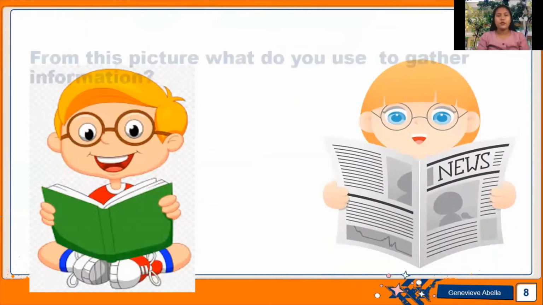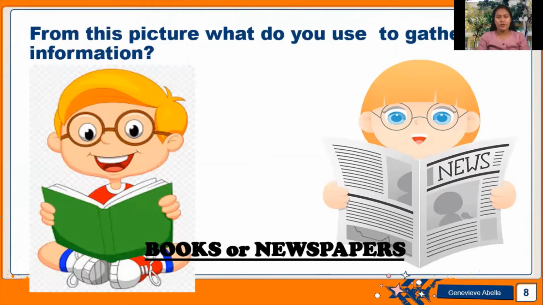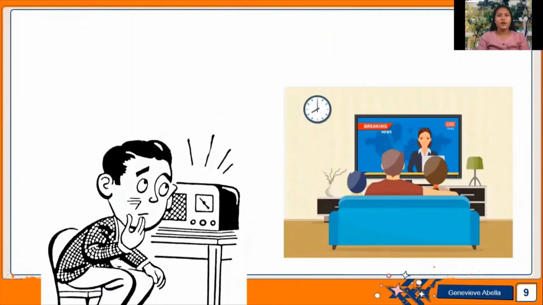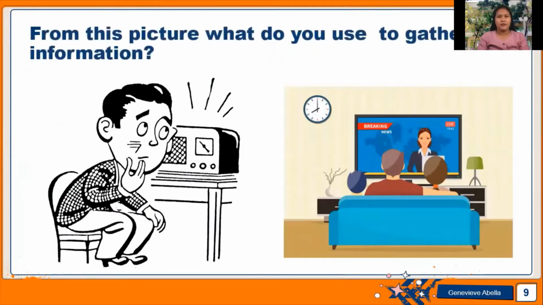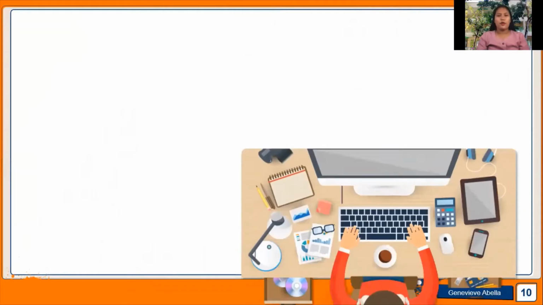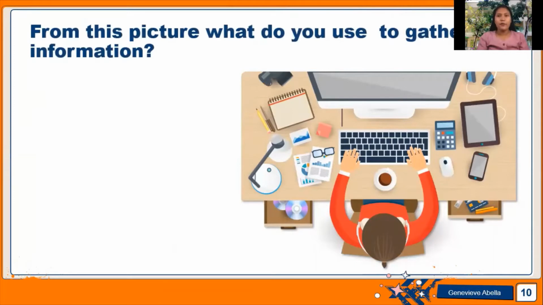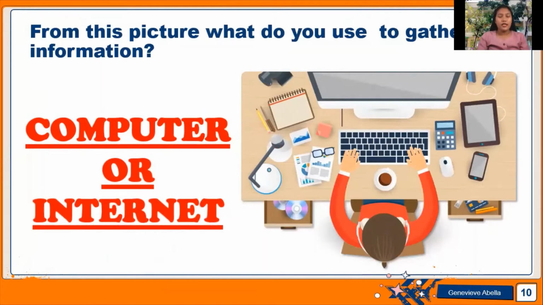Based from the first group of pictures, what do you use to gather information? Yes, that's right. It is books or newspapers. How about the second group of pictures? What do you use to gather information? Very good. It is radio or television. How about the third group of pictures? What do you use to gather information? That's right, computer or the internet.